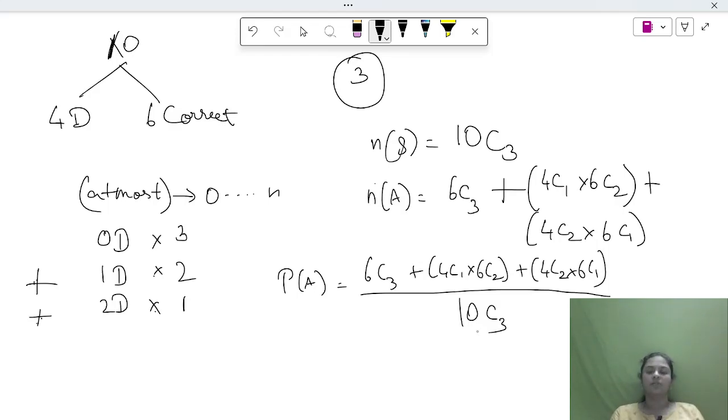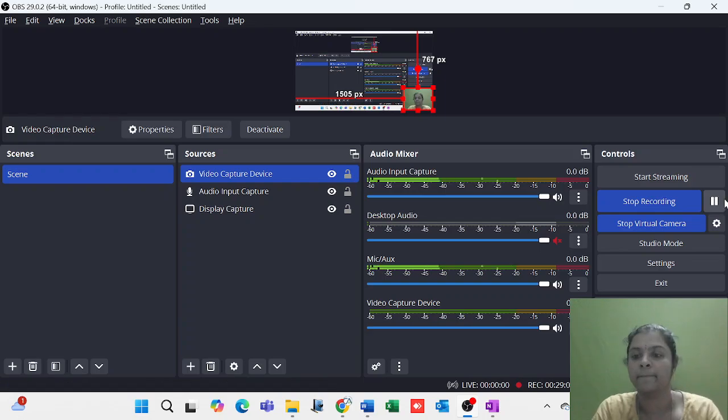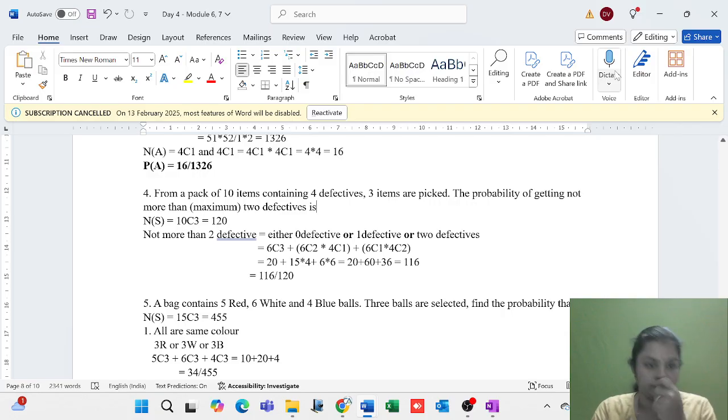Is this clear? This is a very repeated pattern question where 'and' and 'or' conditions are combined. Remember, wherever you want to do selection, you should use the combinations rule. Whatever you are doing, the selection, becomes the denominator, n of s. And the result you want becomes the numerator, n of a. Go through and take down. I hope you are clear with this.